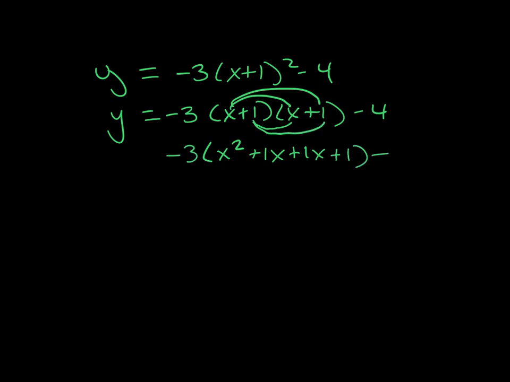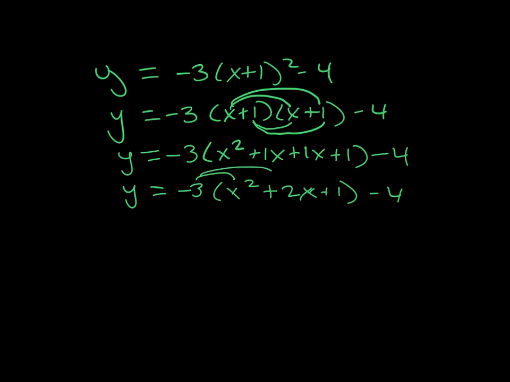And then I'm going to bring down the rest of my problem, making sure not to leave it behind. And so I've now multiplied that out. I am going to combine my like terms, because 1x plus 1x is 2x. And now I'm going to distribute my -3 to each of those terms. So that's -3x squared minus 6x minus 3. And then I'm bringing down that -4.